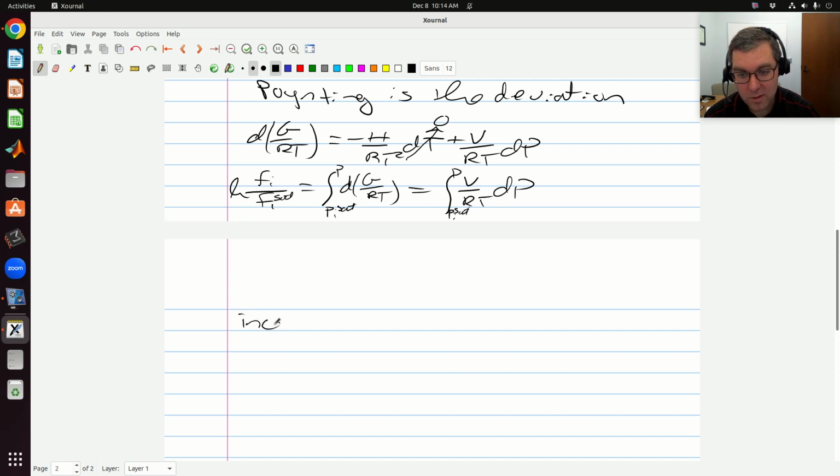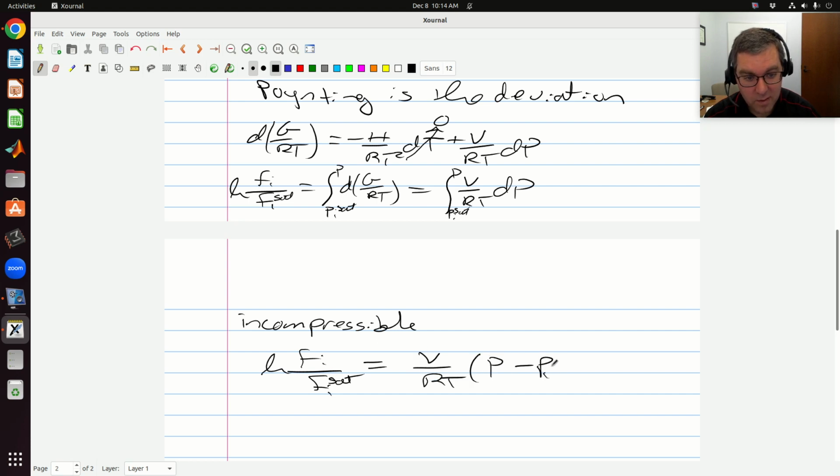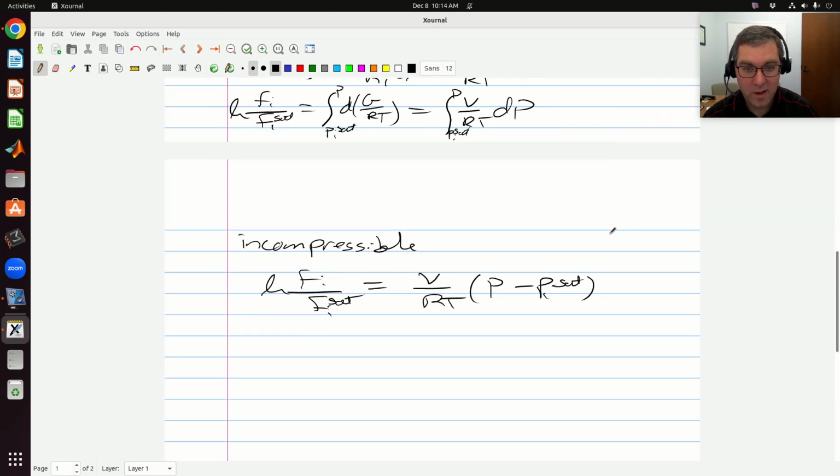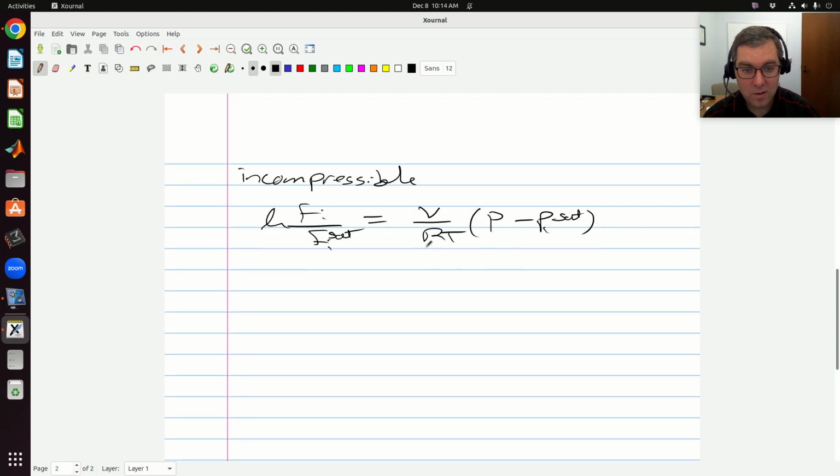So if it's incompressible, which is the common form we see, that's where we ended up with log fi over fi sat equal to V over RT times P minus pi sat. And that's nothing more than our Poynting correction. Oftentimes we didn't write it in terms of logs, so it'd be the exponential of this term. So this is my Poynting correction.